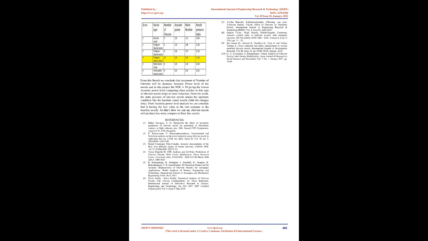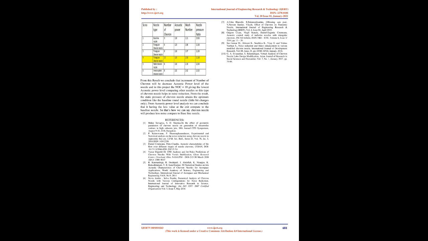5. Result and conclusion. The result of this project is shown in the table below. From this result we conclude that an increase in the number of chevrons decreases the acoustic power level of the nozzle, and in this project NOC equal to 10 gives the lowest acoustic power level compared to other nozzles, so this type of chevron nozzle helps in noise reduction.